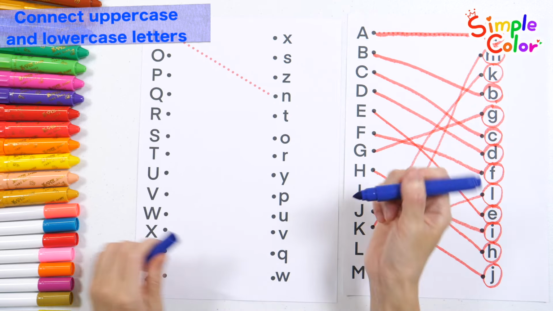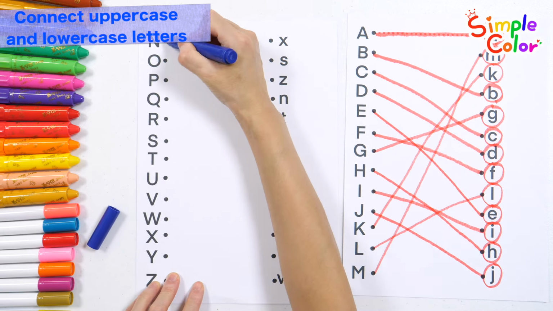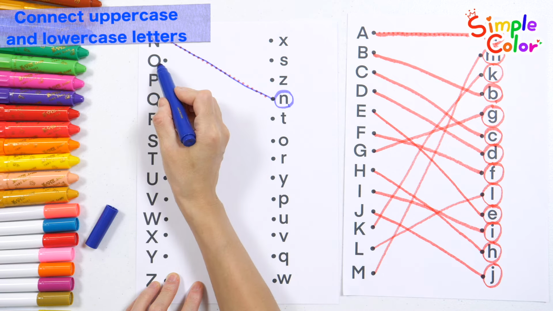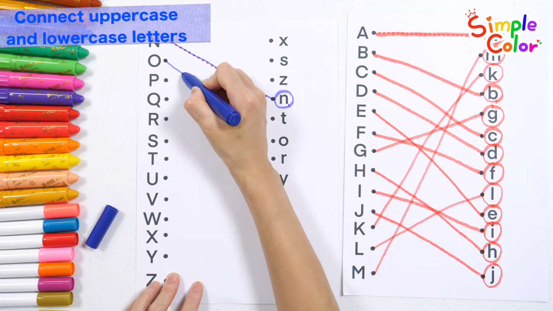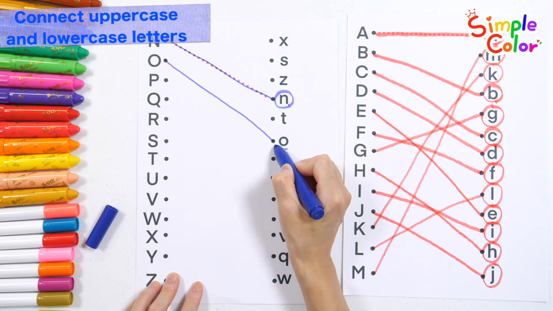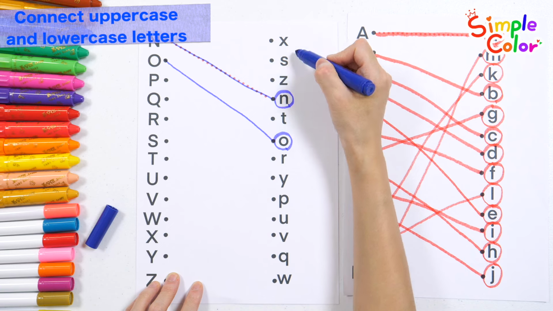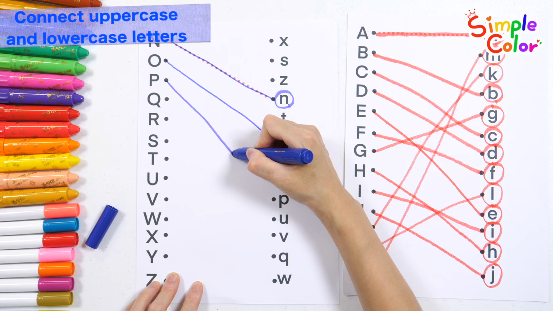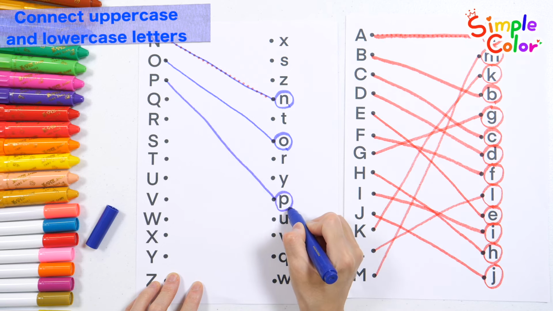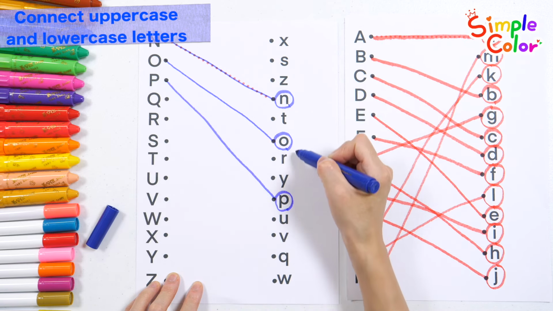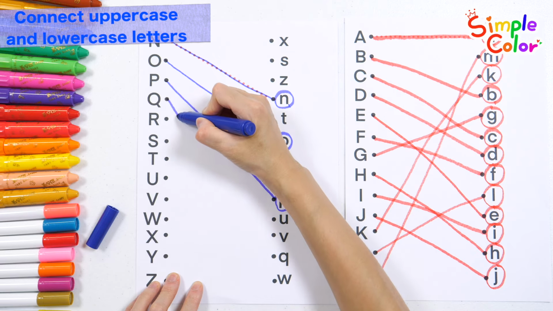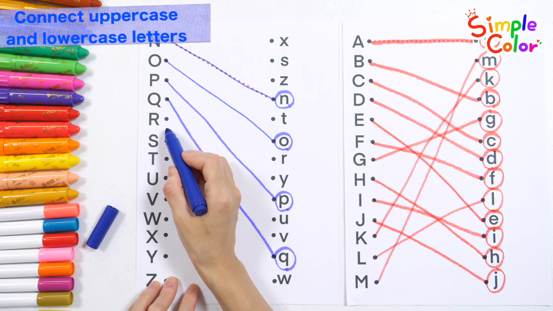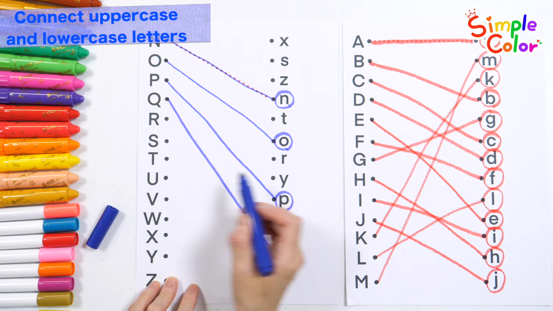Find the lowercase letters and connect them with lines. N. Lowercase N. O. Lowercase O. P. Lowercase P. Q. Lowercase Q. R. Look for the lowercase R.